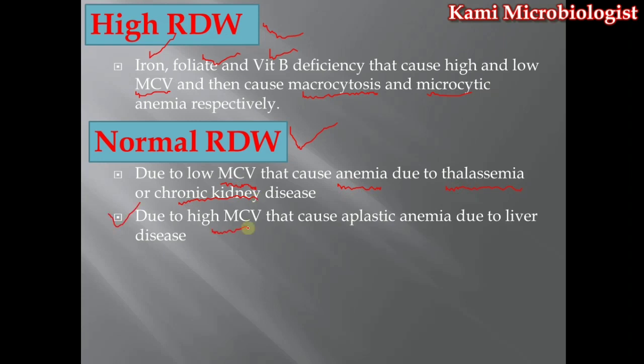When the MCV value is high, that causes aplastic anemia. So remember guys, the MCV value will be high in the case of liver diseases.